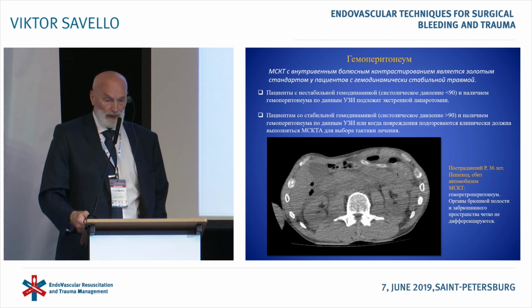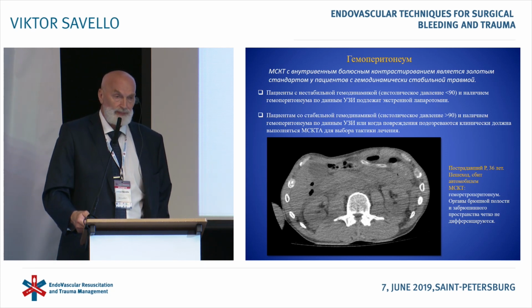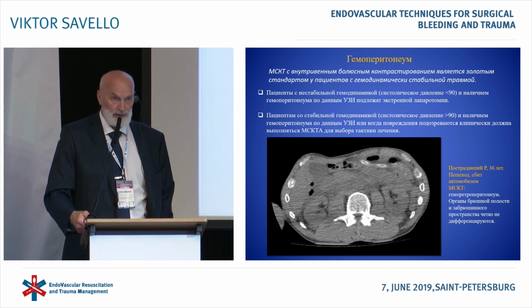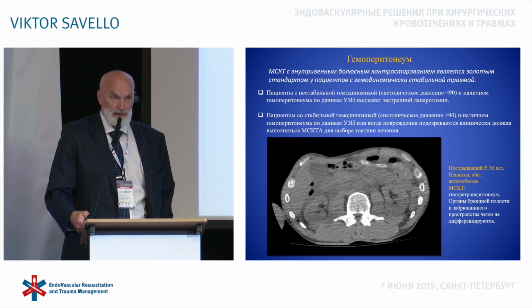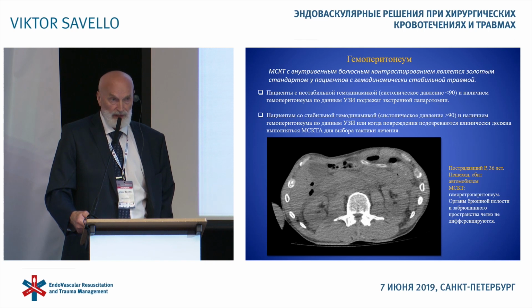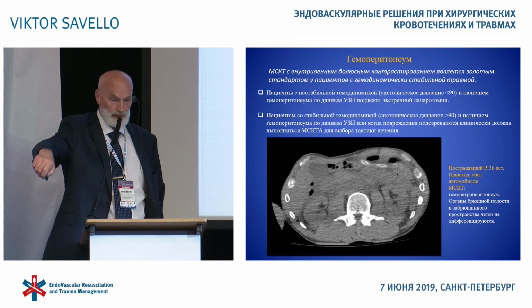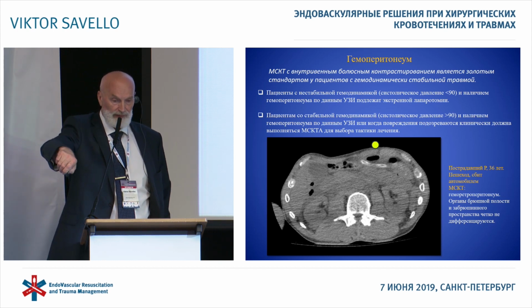This is another examination of another patient. Hemoperitoneum is always challenging. What to do with a patient? We can say the following. A patient who has unstable hemodynamics and he has hemorrhage in abdominal area is a candidate for urgent laparotomy. If the hemodynamics is stable and we have hemoperitoneum according to ultrasonic study and he has a complicated clinical picture, he has to go through CT angio.